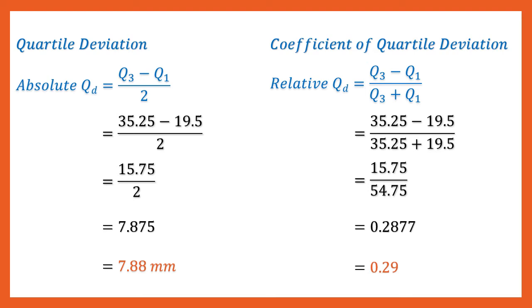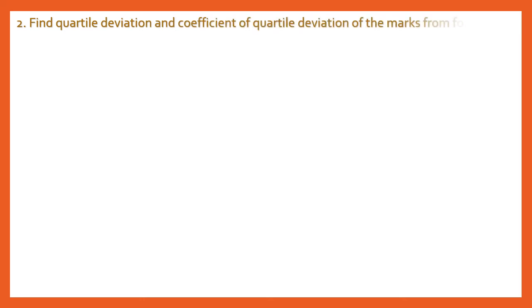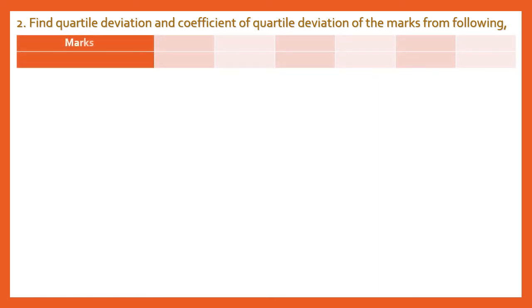Moving on to the second question of the exercise. Find quartile deviation and coefficient of quartile deviation of the marks from the following. So from the following data, we have to find quartile deviation and the coefficient of quartile deviation. Now, this is basically a longer question, but I have shortened it because the table I have already shown here. Marks are 10, 20, 30, 40, 50, 60, and number of students 4, 7, 15, 8, 7, and 2. So from the data, we can see that the data is a discrete frequency distribution.